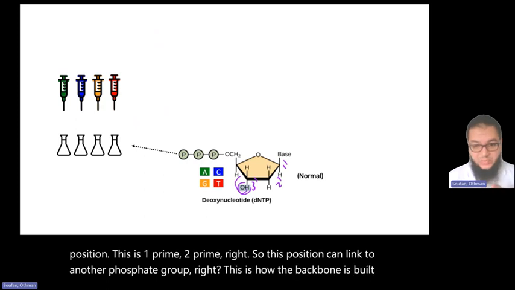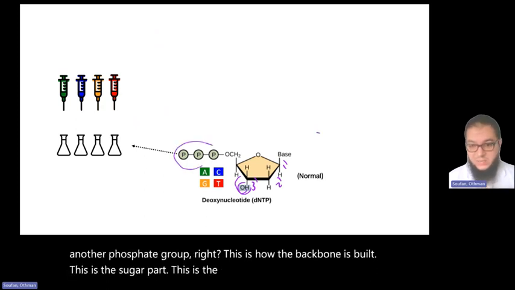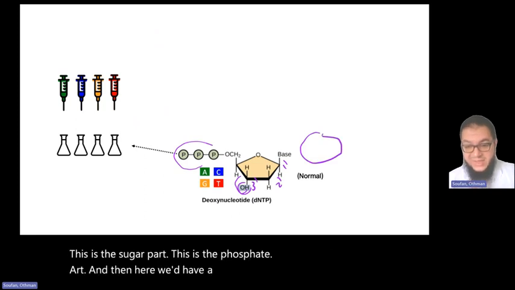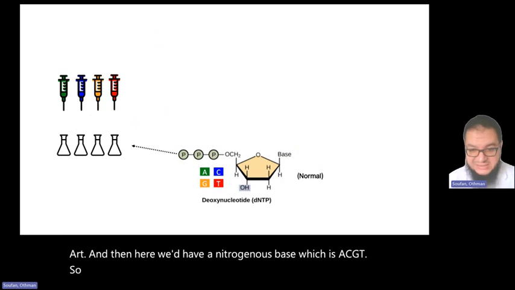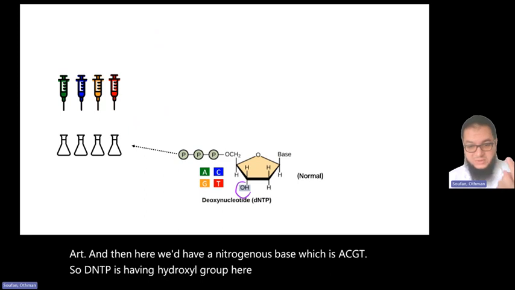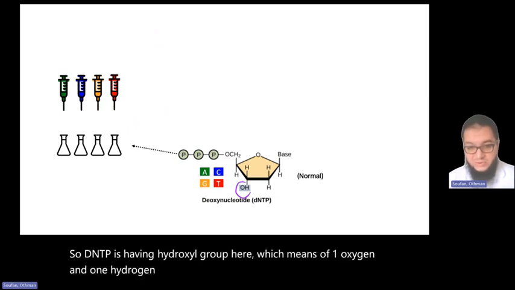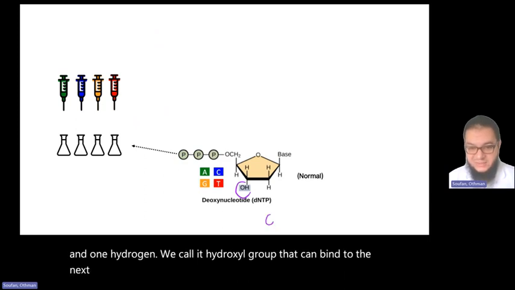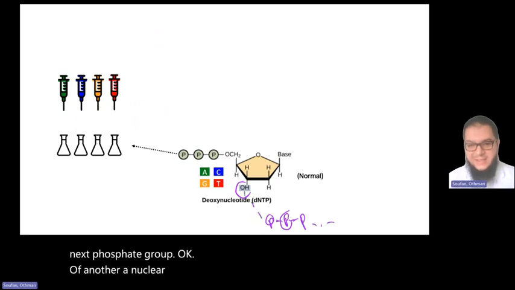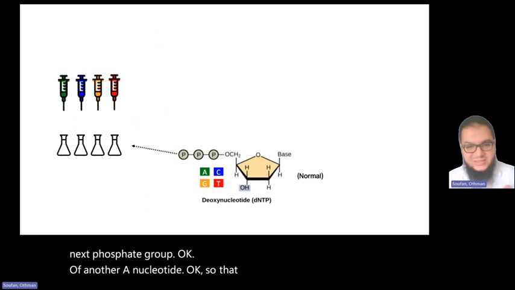This is the sugar part, this is the phosphate part, and then here we'd have a nitrogenous base, which is A, C, G, or T. So a dNTP has a hydroxyl group here, which means one oxygen and one hydrogen, that can bind to the next phosphate group of another nucleotide, okay. So that is what is in all tubes.